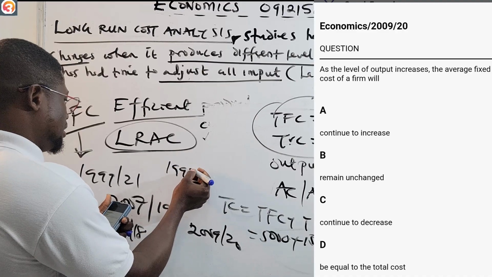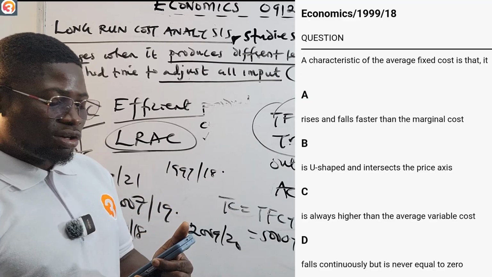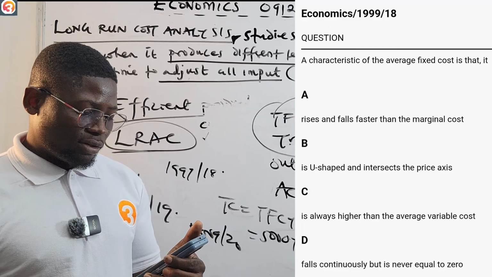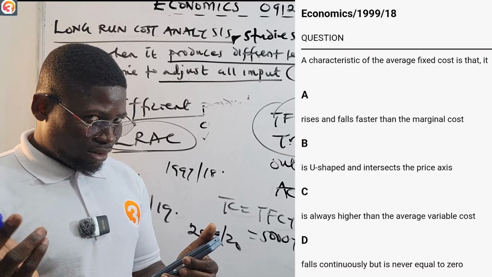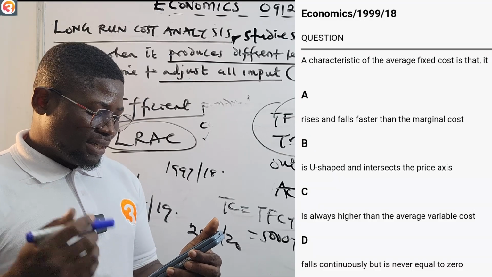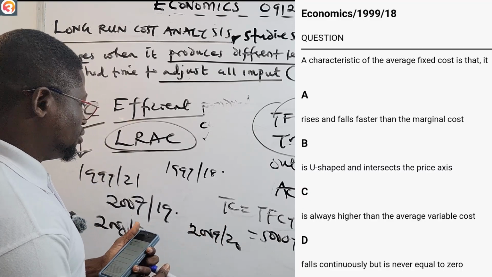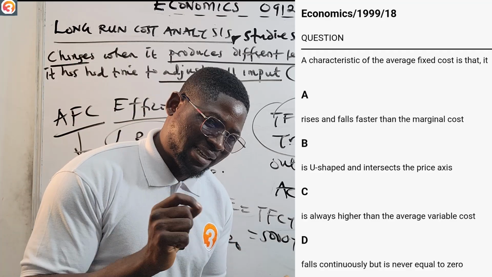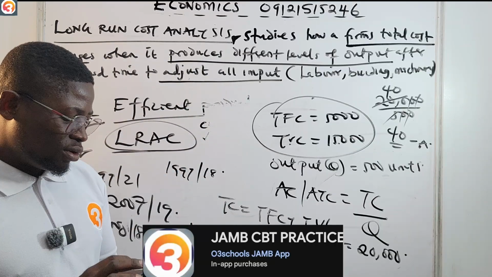Then 1999, number 18 says, a characteristic of the average fixed cost is that: A rises and falls faster than the marginal cost. B is U-shaped and intercepts the price axis. C is always higher than the average variable cost. D falls continuously but is never equal to 0. Correct answer is option D. It falls continuously but never touches the output axis. It never intersects the output axis, so it never equals 0.